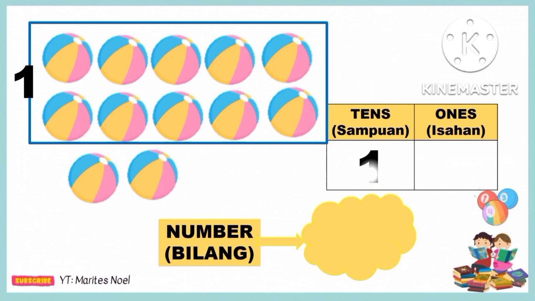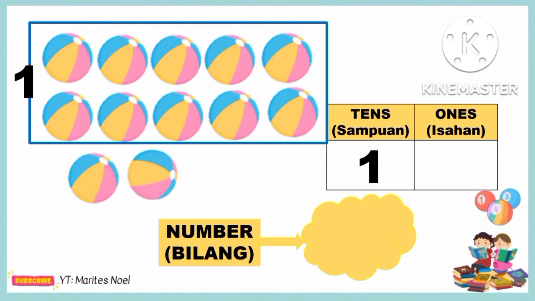In Filipino, mayroong isang 10 sa grupo ng mga bola. Let us read. 1 tens. Basahin natin, isang sampuan. Now, let's count the remaining balls. In Filipino, bilangin natin ang natitira pang mga bola. Let's begin.